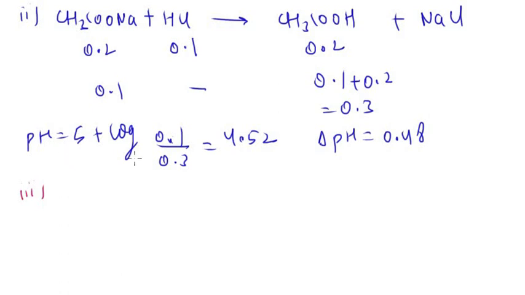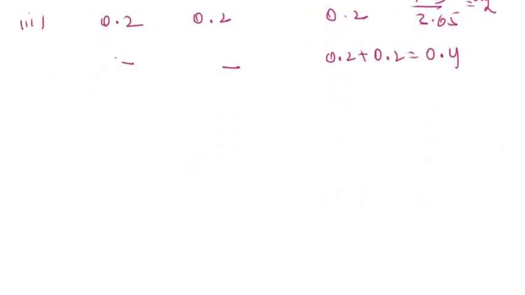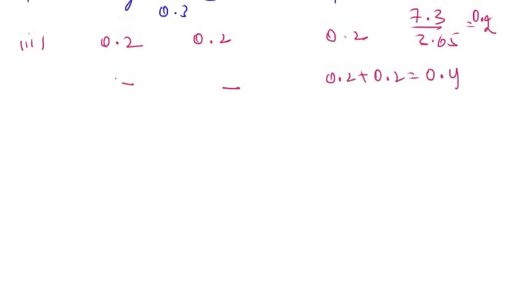We have added 7.3 gram. So it is 0.2 mole, it is 0.2 mole and it was also 0.2 mole. Actually 7.3 gram upon 36.5, that is 0.2 moles. It will end over here: it is 0.2 plus 0.2, it will become 0.4. So it is purely an acid. It is acetic acid, which is 0.4 molar.